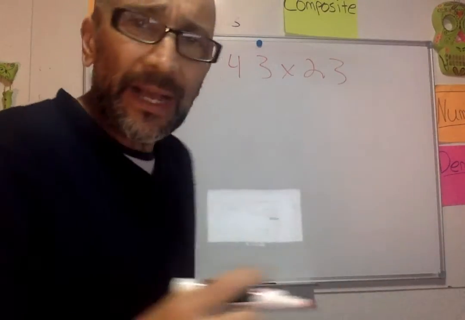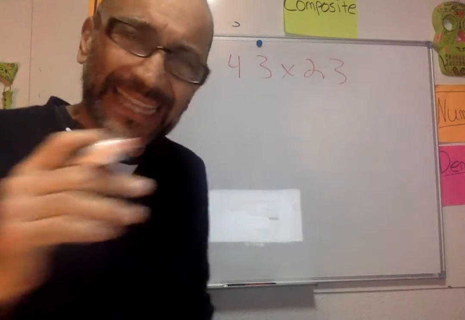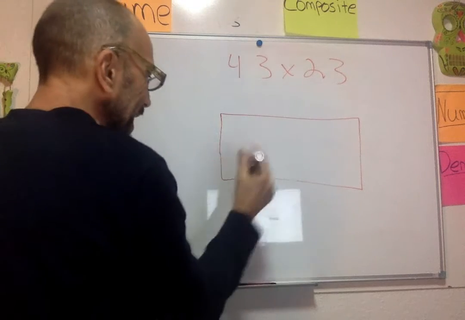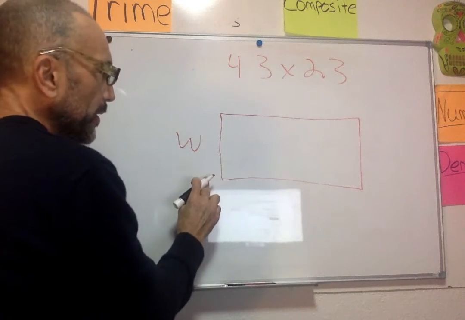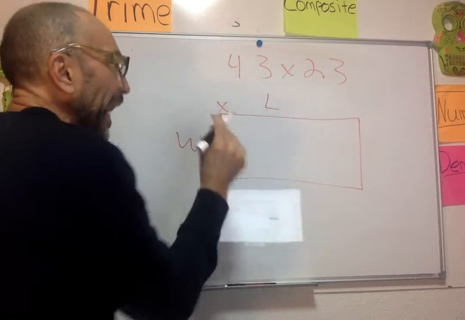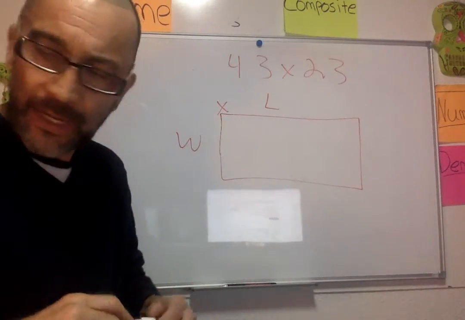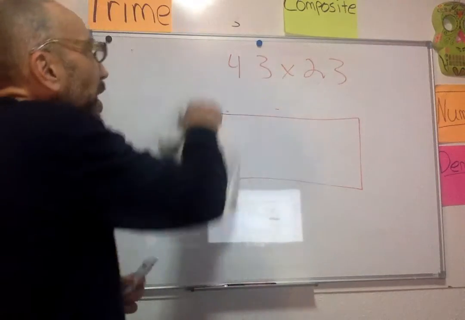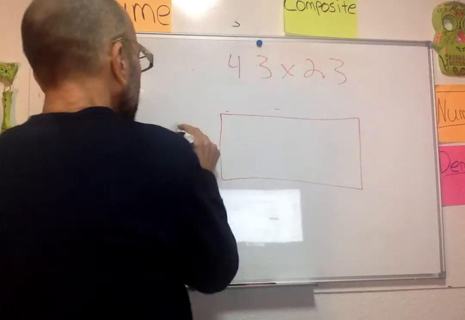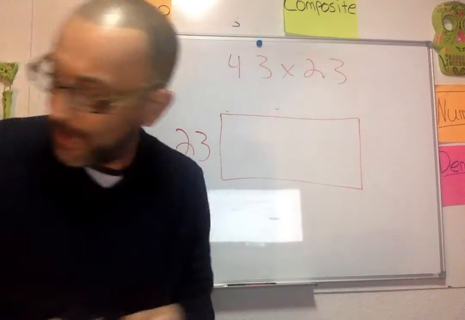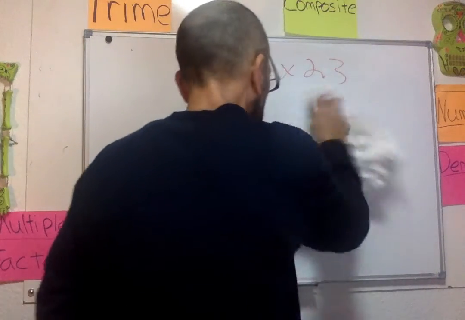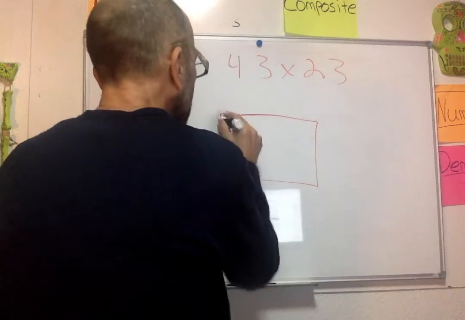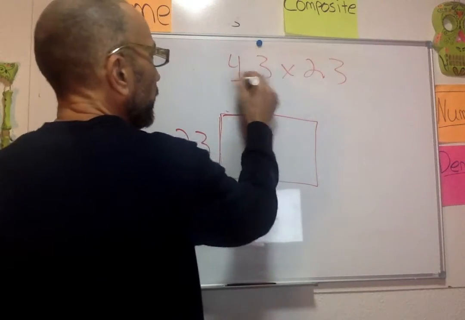Now, to find the area, it's width times length. So here is an area, right? To find out what's inside, you multiply this side, width times length, and you get the answer. So here, we have the width. Let's do 23 is the width. Let me draw a square here to make it better. And we'll call the length 43.